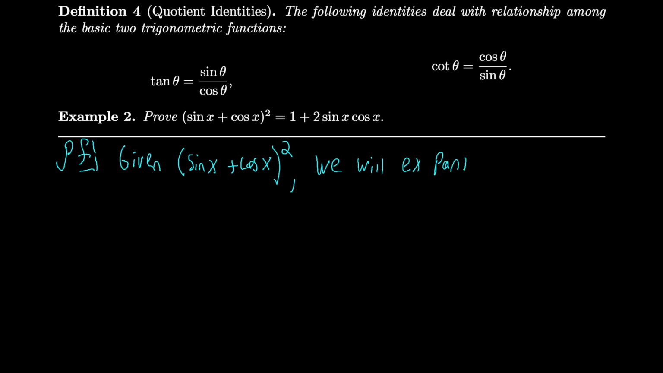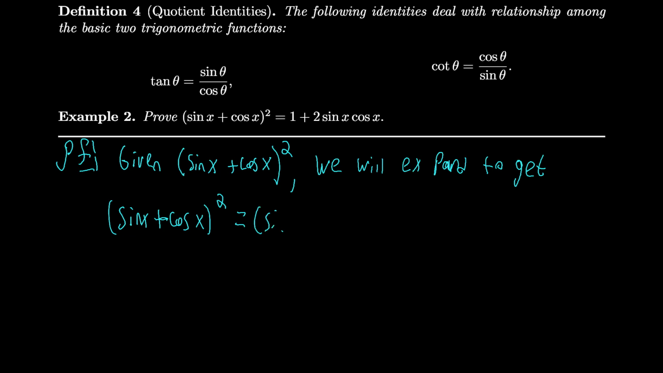So we're just going to expand this thing. So we will expand to get. And now we're just going to expand this. So we're going to do sine x, and I'm going to show the reader what it is we're doing. So sine x plus cosine x, all squared, that equals, we're just going to multiply this times itself.